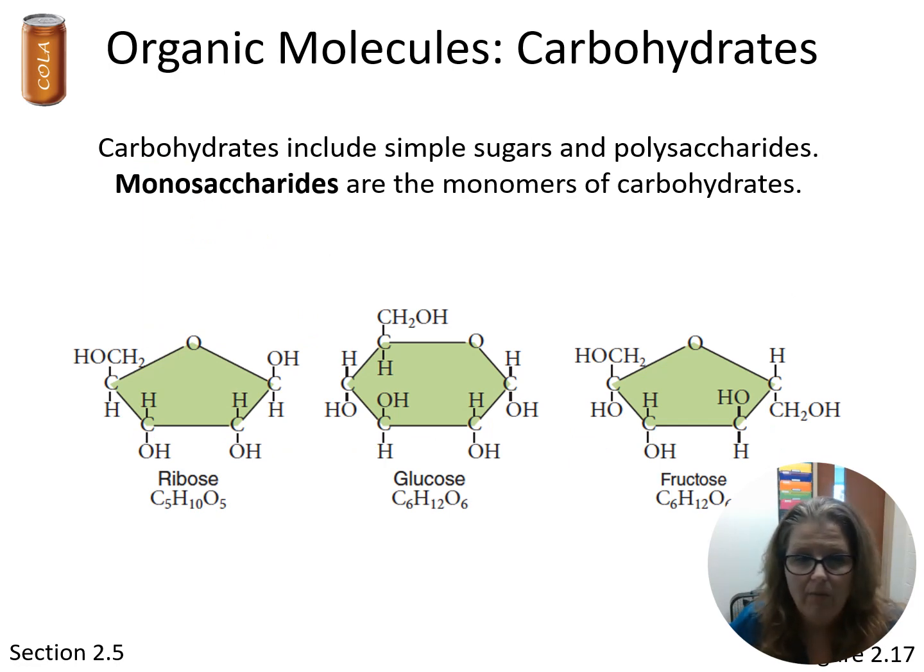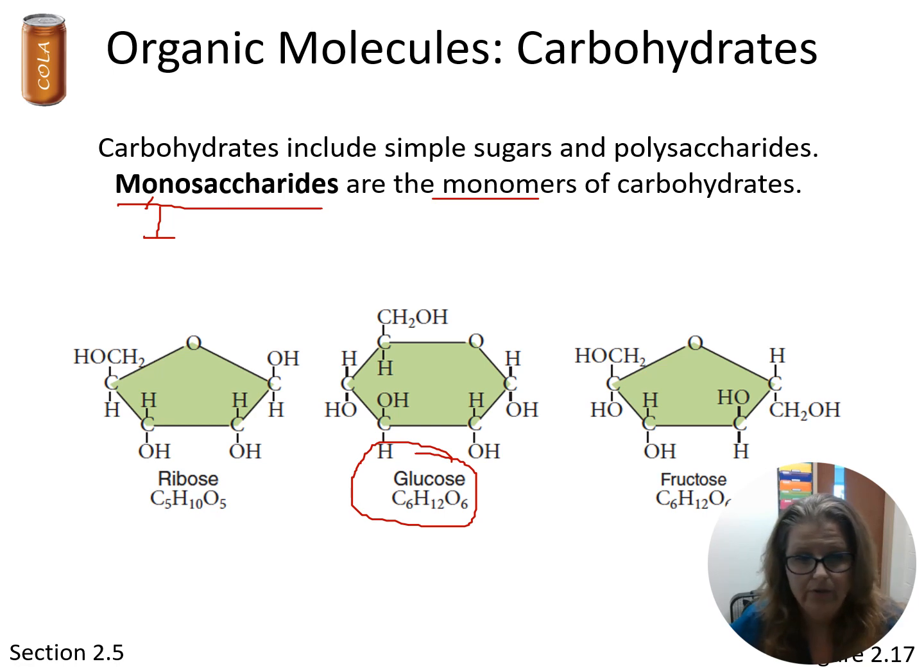All right, so let's talk about carbohydrates. Carbohydrates, simple sugars. Monosaccharide is simple sugar, saccharide is sugar. Mono means one. Monosaccharides are the monomers of carbohydrates. So we have some here: ribose, glucose, fructose.